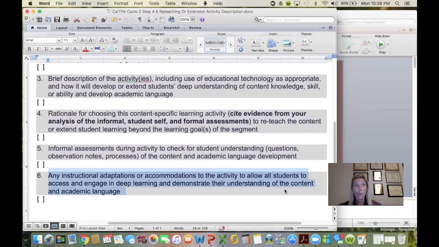If any of those people, which I'm sure there will be, are included in this group, you need to talk about how you're planning to make adaptations or accommodations or embed supports. And you can talk about each of those groups individually. Hey, my English language learner group that I'm working with here, these are the adaptations I'm planning to make just for them in order for them to have better access to the content and have a better understanding of the content during this lesson.